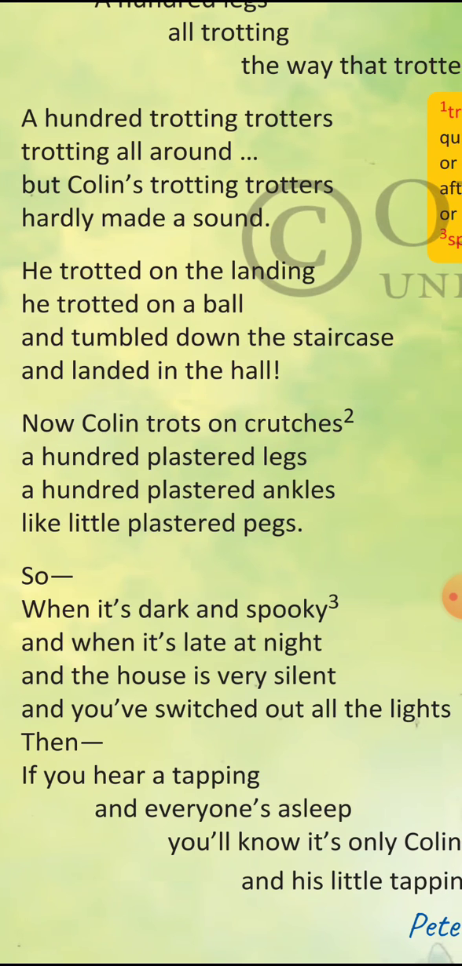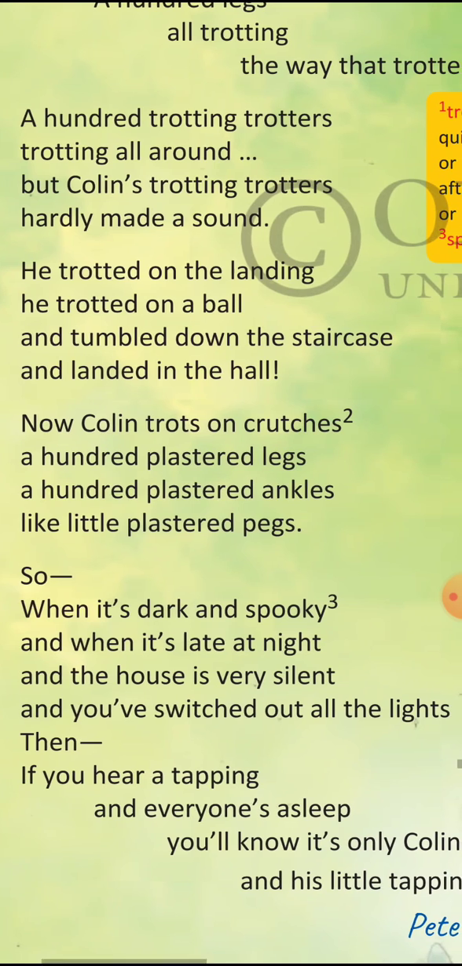So, when it's dark and spooky, and when it's late at night, and the house is very silent, and you have switched out all the lights, then if you hear a tapping and everyone's asleep, you all know it's only Colin and his little tapping feet. So now, what does Colin do now? Now Colin trots on crutches.